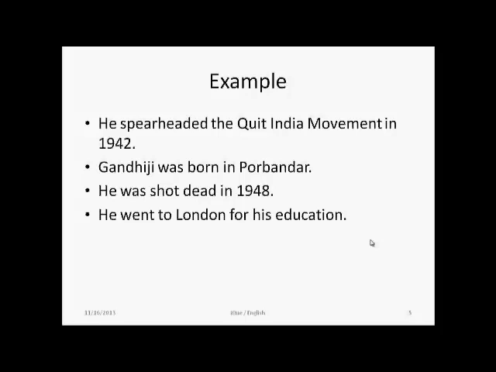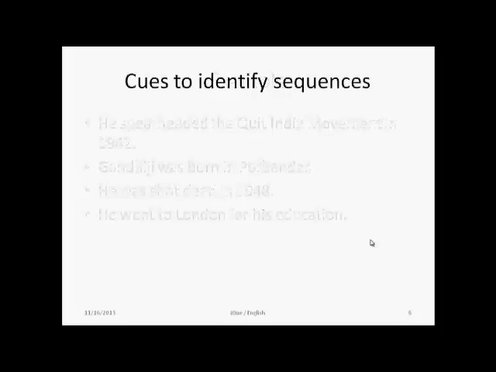So in this example, the first sentence should obviously be Gandhiji was born in Porbandar. Next we talk about his education, so he went to London for his education. The third should be he spearheaded the Quit India movement in 1942. And the fourth statement must be he was shot dead in 1948. Now, this is something known as a chronological sequence.